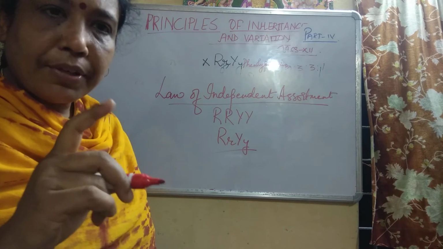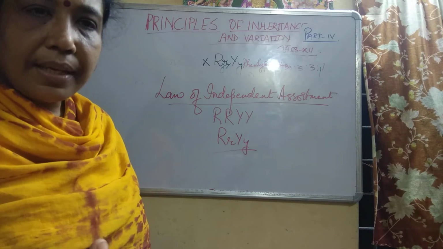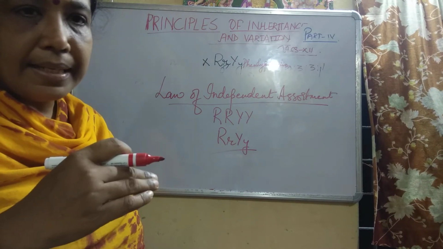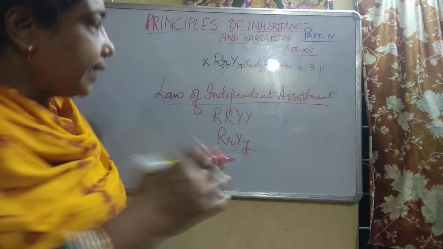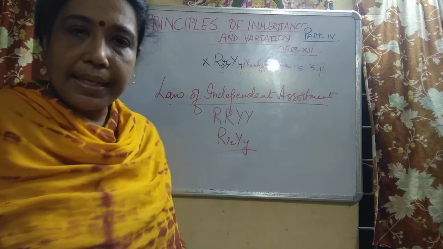In the gamete formation, what did you see? पहला तो तुम लोग monohybrid inheritance से पढ़े थे ना, law of dominance, law of segregation. Here you have law of independent assortment.